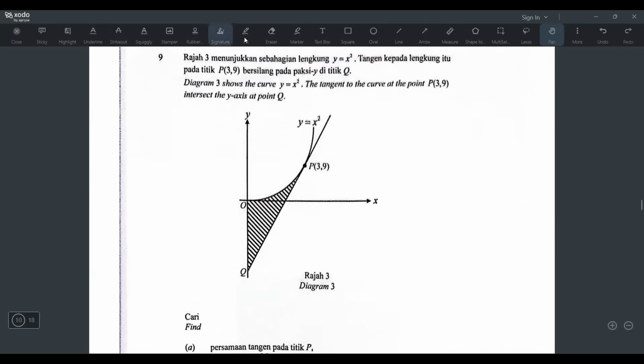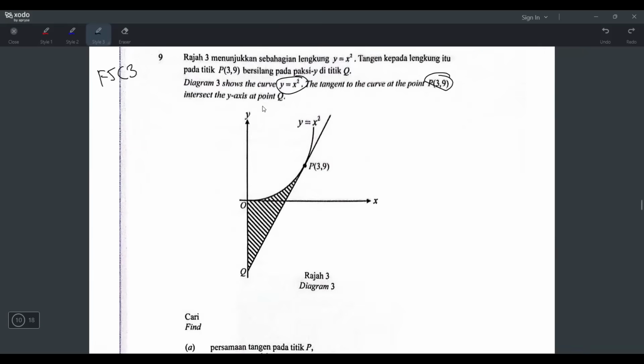Number 9. What chapter is this? This one is definitely integration, so from Form 5, chapter 3. I'll read the question first. Diagram 3 shows the curve y equals x squared. I think it's talking about this one. And then the tangent to the curve at point P(3, 9) intersects the y-axis at point Q. So there's a tangent line, this one is the tangent line. And tangent line means the line will only touch the curve at one point. And they already give you the point coordinate, point P(3, 9), right?